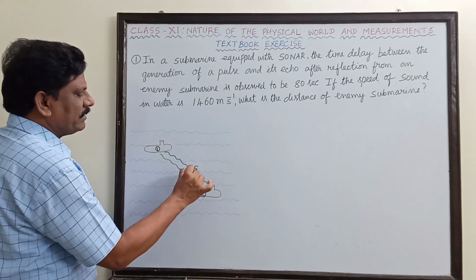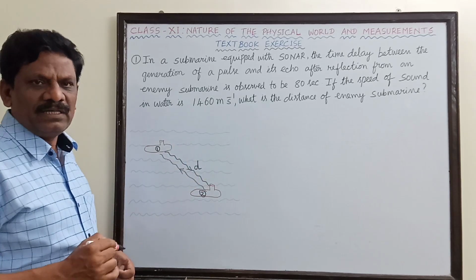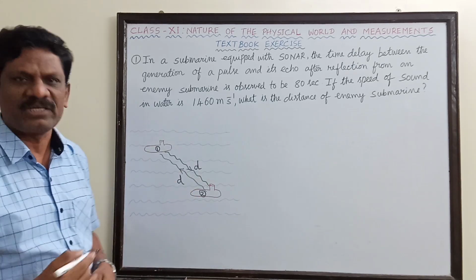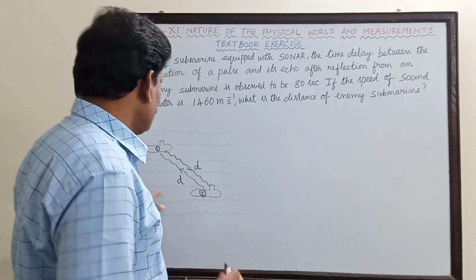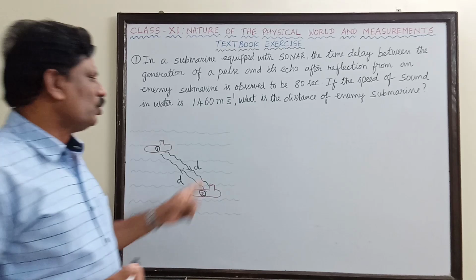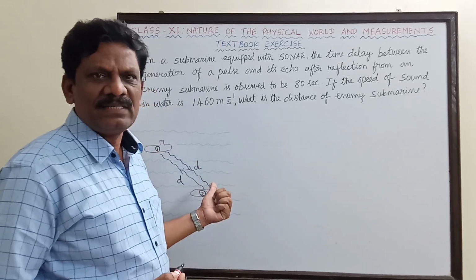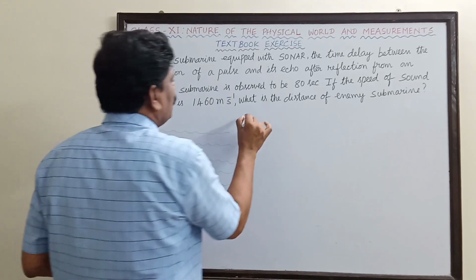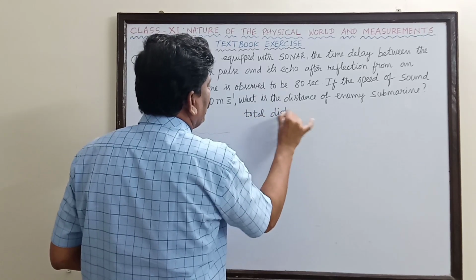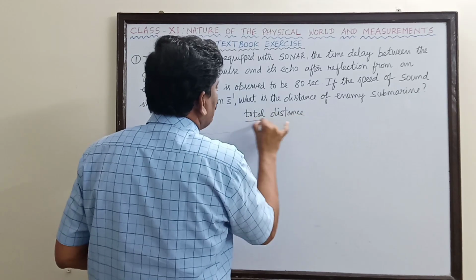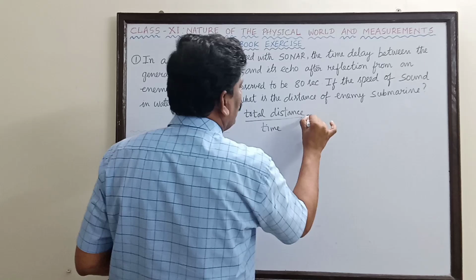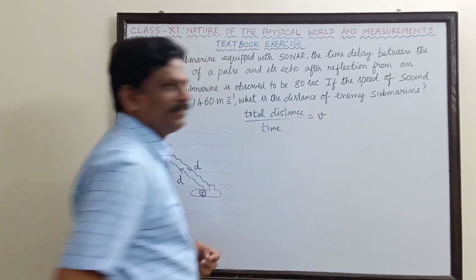So the sound travels a distance d in the downward direction. The same distance it travels in the upward direction. So the total distance is d plus d, 2d. Okay, total distance is 2d. This total distance traveled, if it is divided by the total time taken, is equal to the speed or velocity.